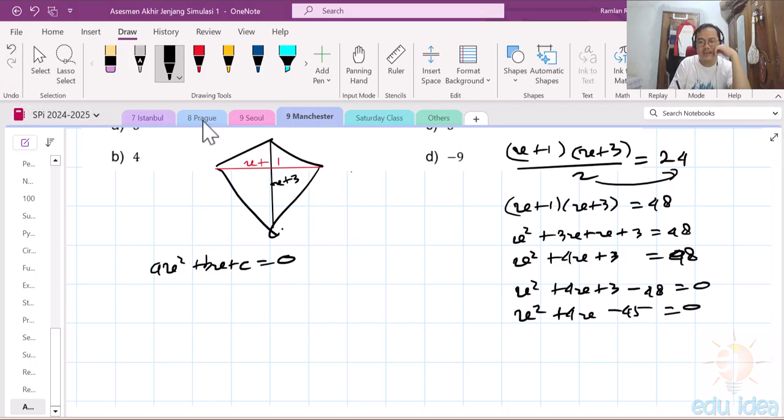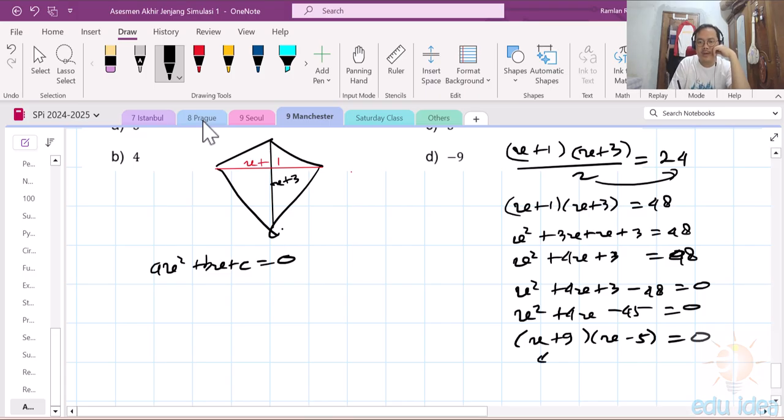Now, just factorize this. Okay, you know how to factorize, right? So you can see that 45 is just 9 times 5, and because this is negative, one of them will be negative. So that'll be something like this. Okay, if you forgot how to do this, I suggest you watch the tutorial again about how to factorize.